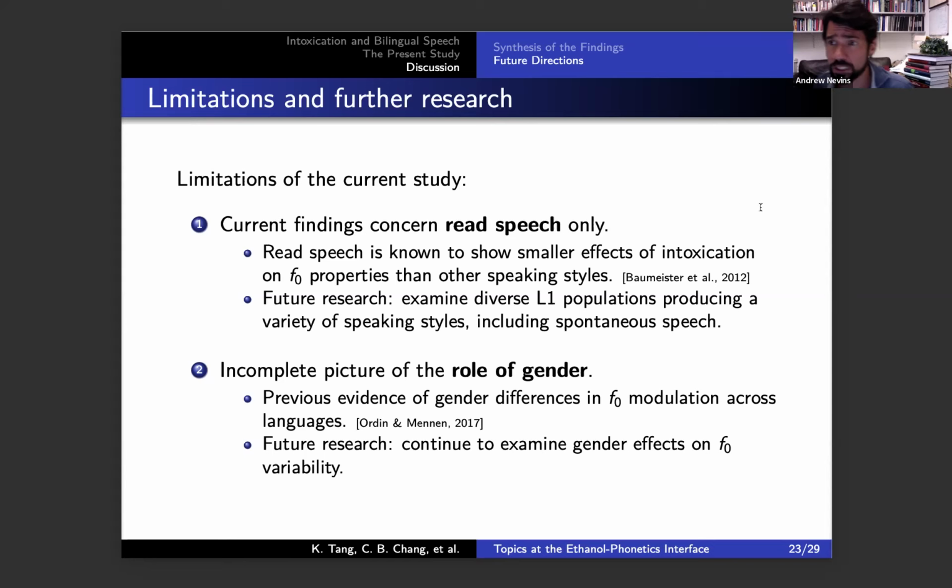And of course, we haven't really completed the role of gender here because I don't have a strong hypothesis about that, but certainly this difference in F0 modulation across languages under alcohol and without alcohol is something that our study replicated. I think that for people who do have hypothesis-driven research about this, it could be worth exploring further.